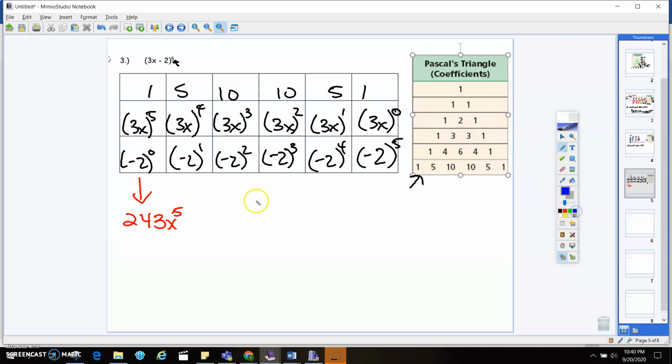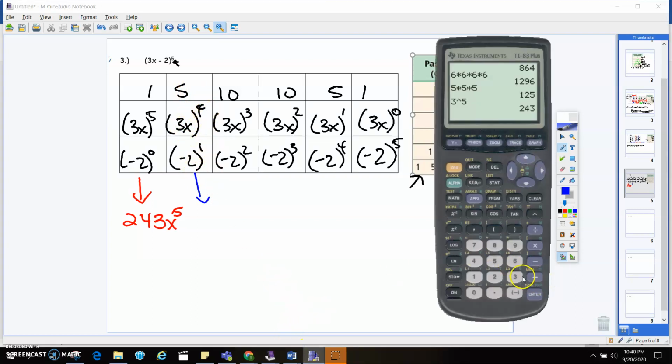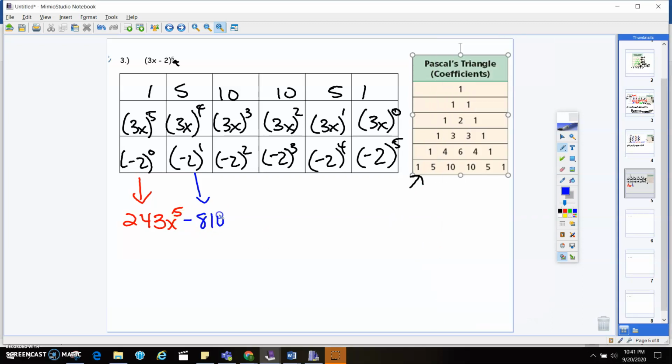Okay, so now I'm going to go to my second column, and we've got 5 times negative 2, which is negative 10, and then we've got that 3 to the 4th power. So I'm going to go into my calculator, I'm going to say 3 raised to the 4th power, and I'm going to multiply that times 5 times negative 2. And that's going to give us negative 810 x to the 4th. And then we've got the next column.